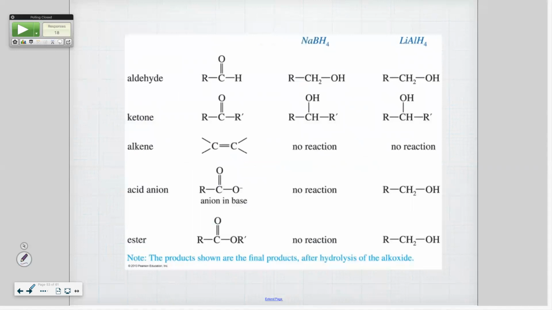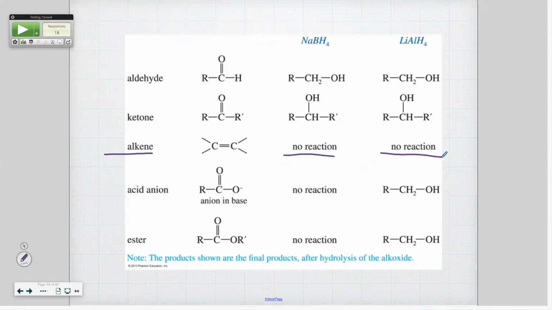So here's a chart that is listing all the possibilities. We've got an aldehyde with sodium borohydride and lithium aluminum hydride. Either one, you get the primary alcohol. Ketone, you get the secondary alcohol. An alkene, look at this. What does no reaction mean? It leaves it alone.